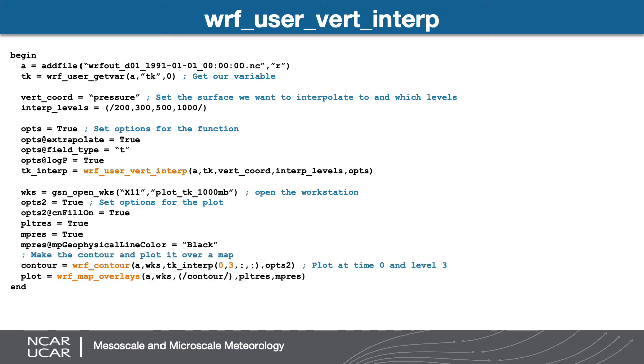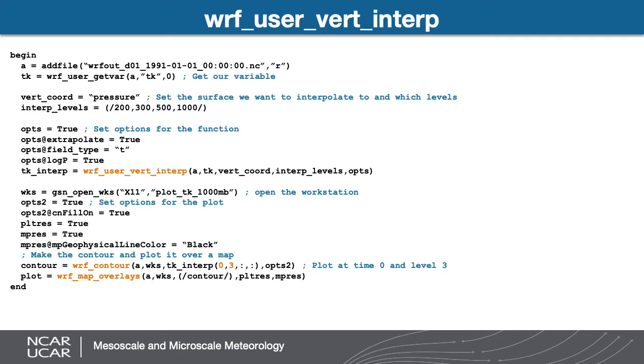So next we're going to make the contour and plot it over a map. For our contour, we're going to use the function WRF contour, and we're going to contour the interpolated variable that we made, tk_interp. We want to contour it at time 0 and at level 3. If we look at interp levels and count 0, 1, 2, 3, that's going to be 1000 millibars, which is what our plot is going to contour to.